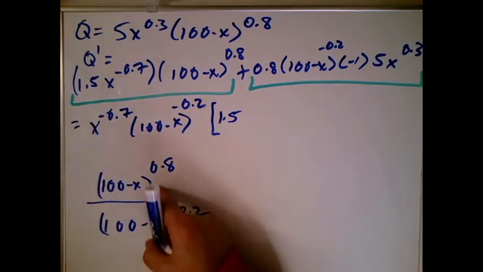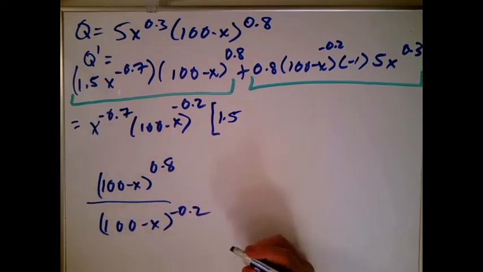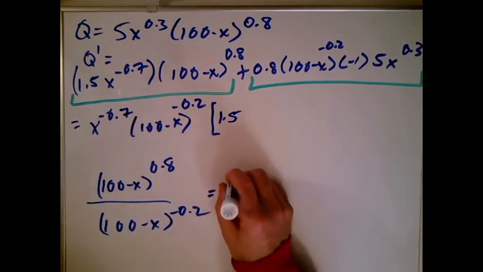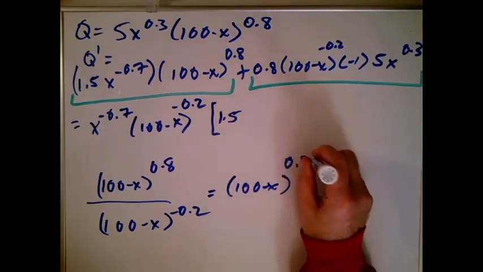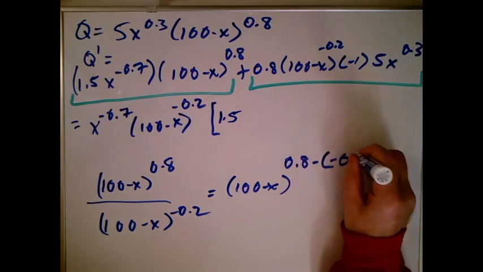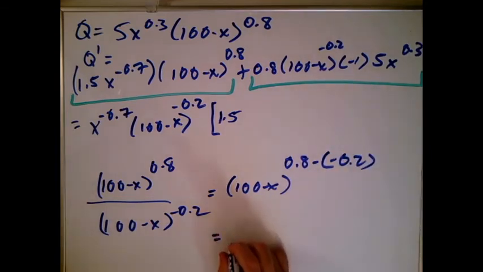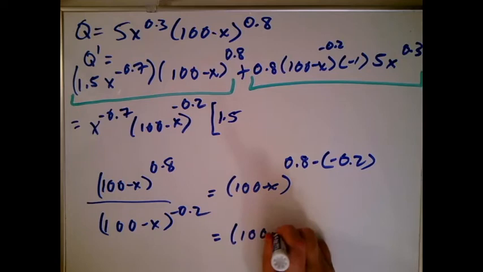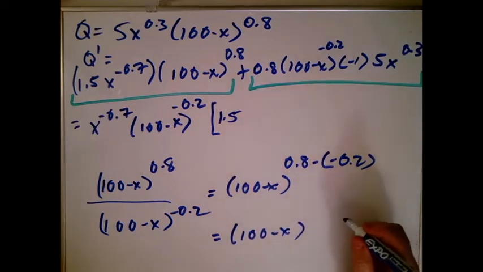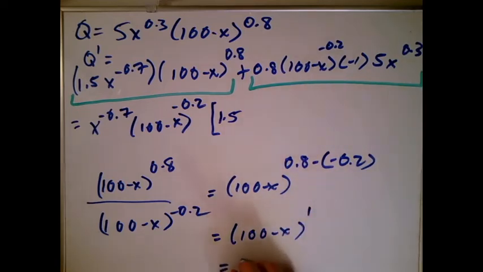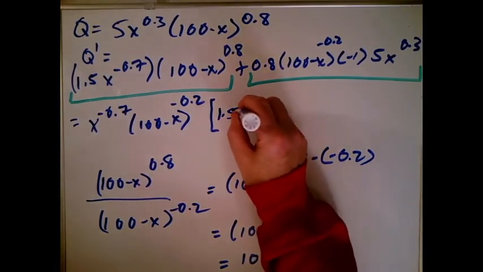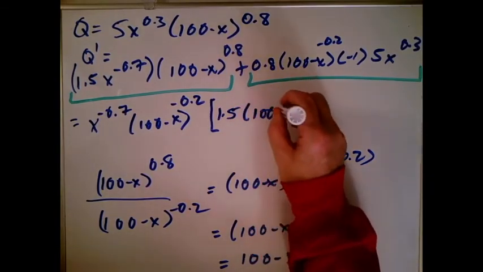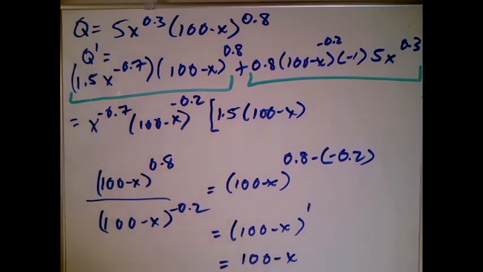Remember, when we have a base to a power on top and the same base to a power on bottom, we subtract exponents. So this is going to be (100 minus x) to the 0.8 minus a minus 0.2, like that. 0.8 minus minus 0.2 is 1. So that's just 100 minus x. This is the way it usually works when you take out derivatives. This is why we do stuff the way we do it, right? So here I'm just going to get 100 minus x, like that.